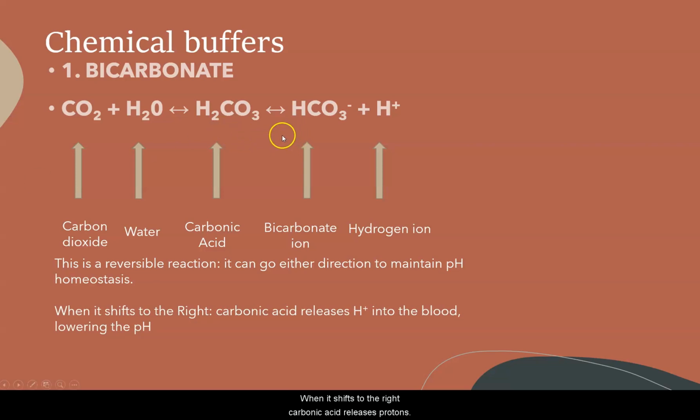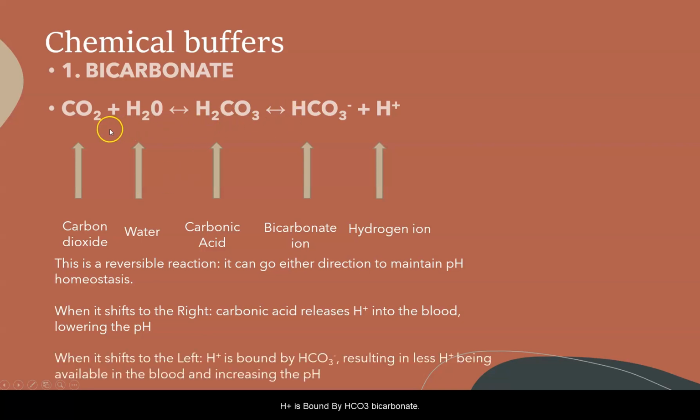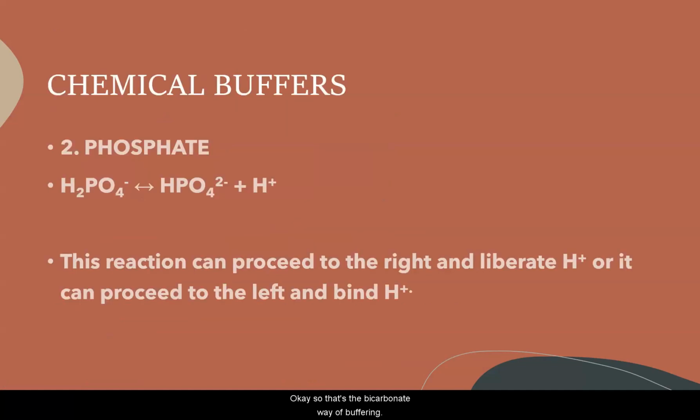When it shifts to the right, carbonic acid releases protons, releases H plus into the blood. That will, of course, make it more acidic and lower the pH. Now, if it shifts to the left, H plus is bound by HCO3, bicarbonate, and that results in fewer protons being available in the blood. And that, of course, makes the blood more basic and increases the pH. Okay, so that's the bicarbonate way of buffering.